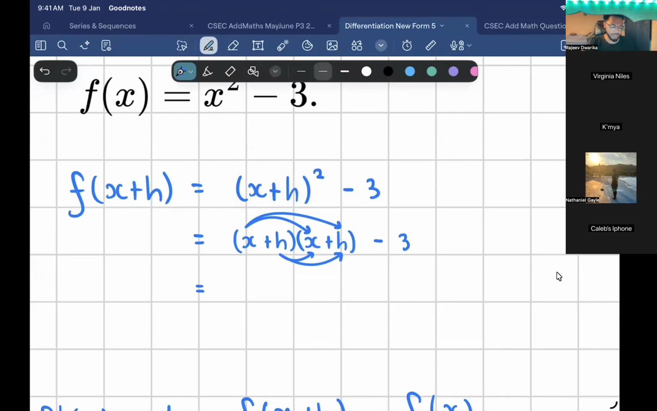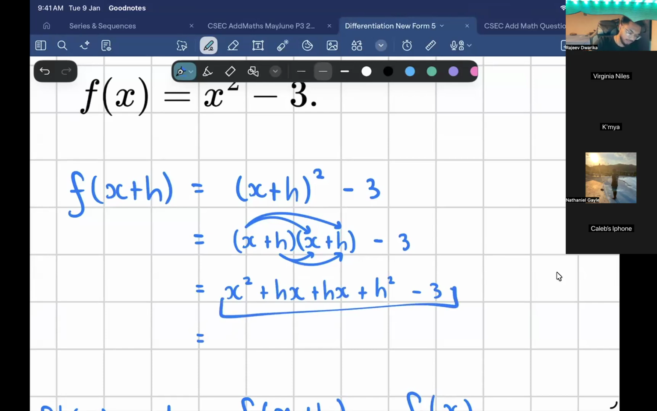So, Caleb, what's x by x? x squared. And then x by h is hx, plus hx, plus h squared, minus 3. Don't forget the minus 3. Let me simplify this now. Do you see any like terms over here? How many hx terms do we have? 2.